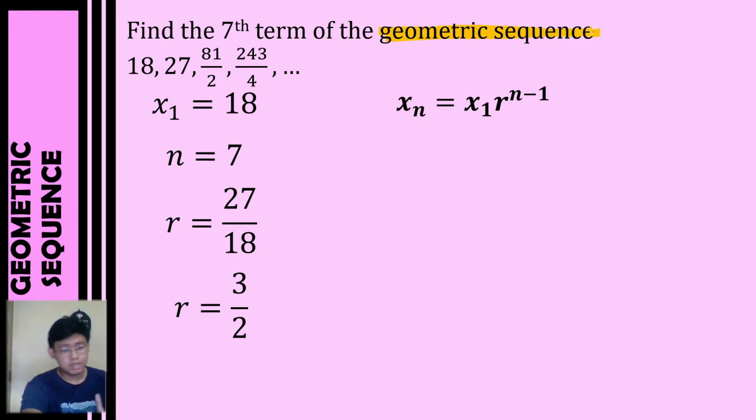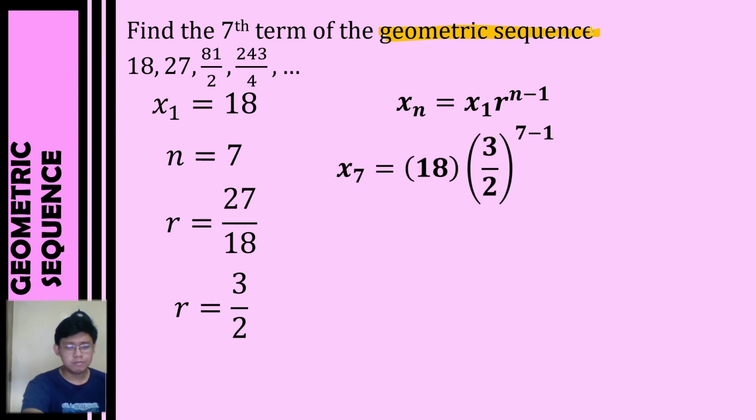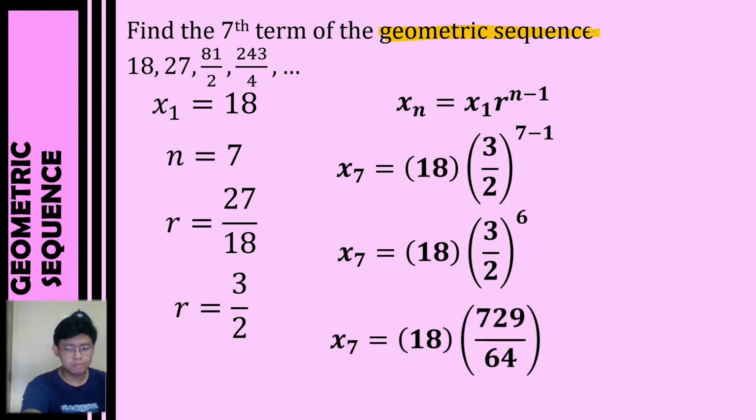Again, it is possible for us to have a fraction that is our common ratio. Let's substitute our first term, common ratio, and the number of terms to our formula. So we will have x sub 7 is equal to 18 times 3/2 raised to 7 minus 1. Let's simplify our exponent. We will have 18 times 3/2 raised to 6. Now, 3/2 raised to 6 is equivalent to 729/64. Let's multiply that to 18.